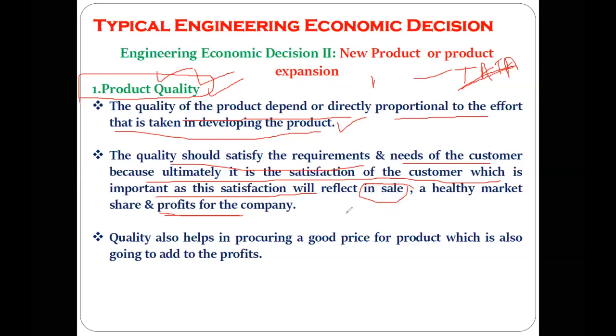When the selling of that product increases, definitely the profit of the company will increase. When all these things happen, when the company produces a quality product, correct or not? Yes, sir. And if all these things happen, then definitely the company can decide a good price for the product, and because of that the profit of the company will definitely increase. So if the Tata company is putting in sincere effort in generating a quality product, then from that, is it possible to predict the profit? Yes or no?